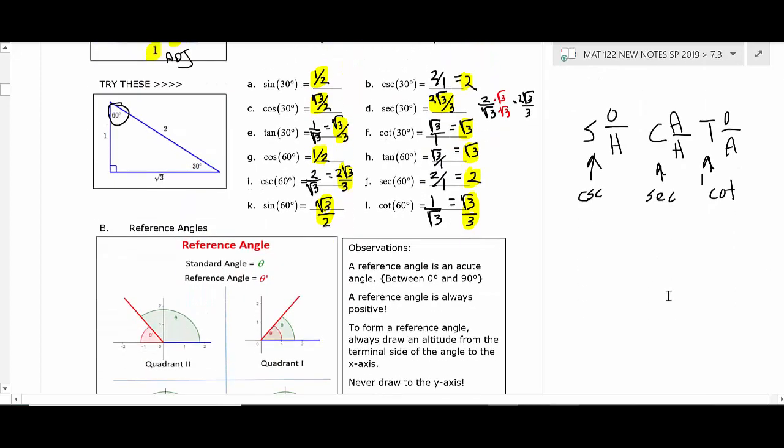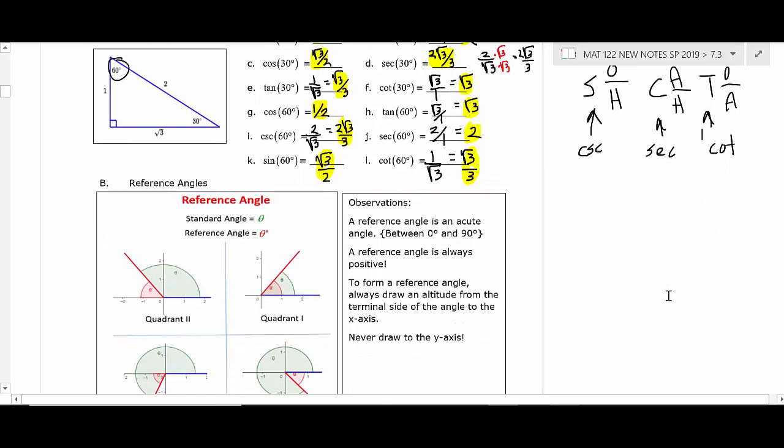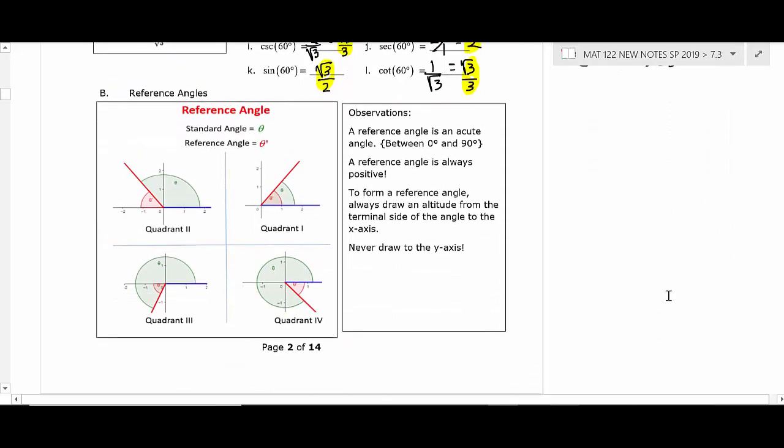And what we're going to do next is we're going to look at what we call reference angles. And when we're doing a reference angle, I want to just point your attention to this reference angle diagram right here. So if you're in quadrant 1, you have this angle right here. This is the initial side, like we learned. This is the terminal side, like we learned. And you're in quadrant 1.